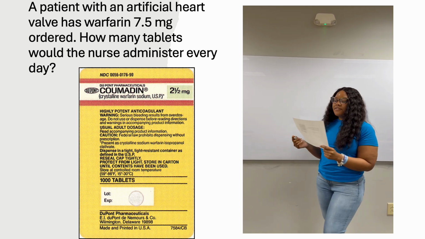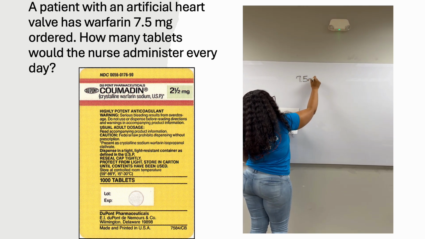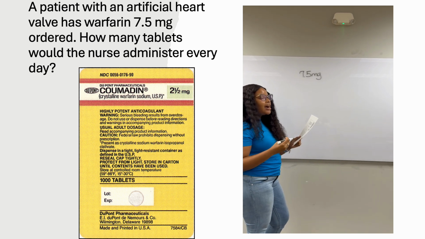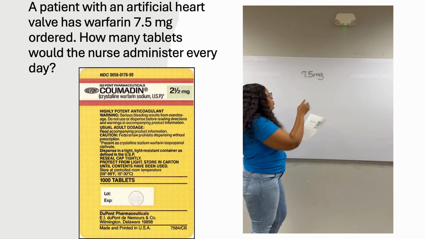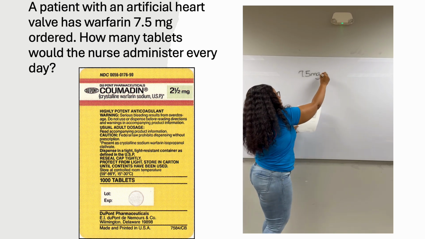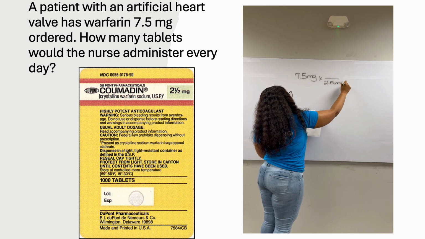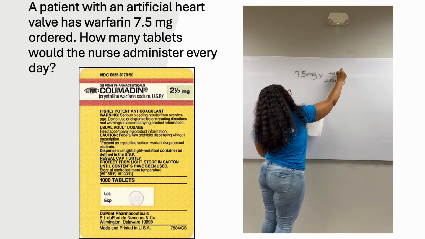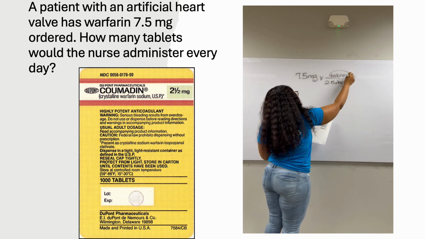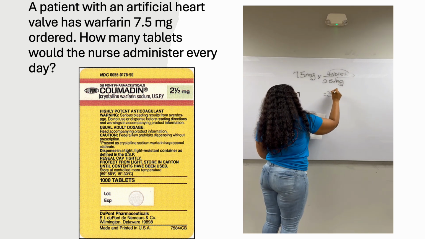So I'm going to start with what the physician has ordered, which is 7.5 mg. It is important to know what our answer needs to end in. So our answer is going to end in tablets. So we know that mg need to cancel out. So let's go back to our medication label, and it says that there is 2.5 mg per one tablet. So mg cancel out, and we're left with tablets. So we're going to multiply straight across and divide, and then we're going to get 3 tablets.